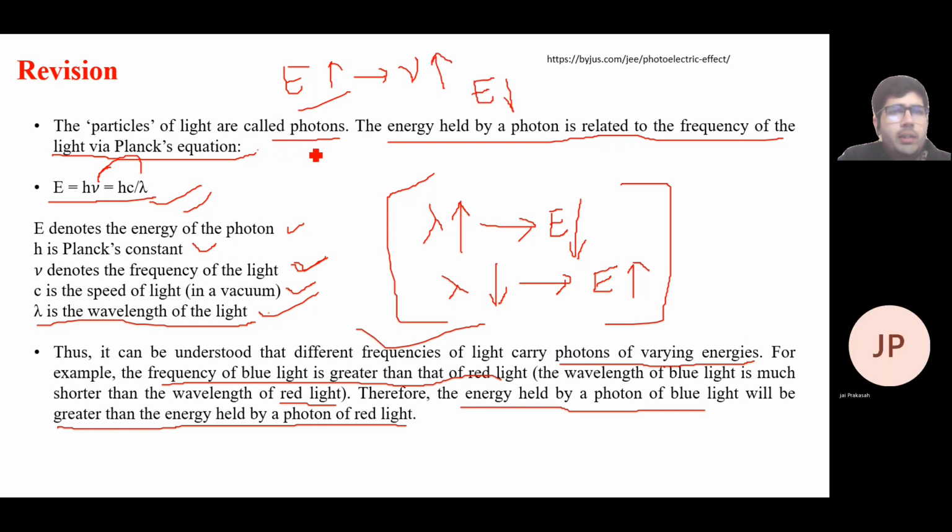Energy of a photon will decrease when the frequency nu decreases. Blue light has more frequency, which means a shorter wavelength. Red light has less frequency, which means a longer wavelength. So the energy held by a photon of blue light will be greater than the energy held by a photon of red light.